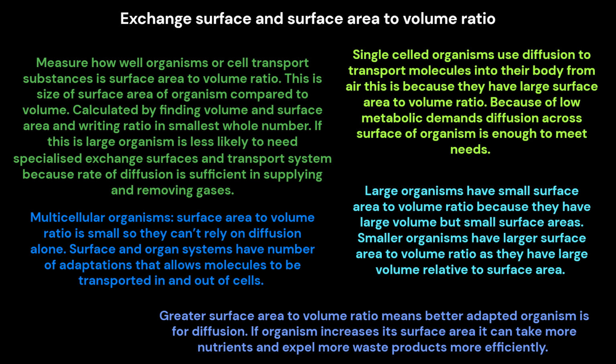Large organisms have a small surface area to volume ratio because they have a large volume but small surface area. Smaller organisms have a larger surface area to volume ratio as they have a small volume relative to surface area. A greater surface area to volume ratio means the organism is better adapted for diffusion. If an organism increases its surface area, it can take in more nutrients and expel more waste products more efficiently.